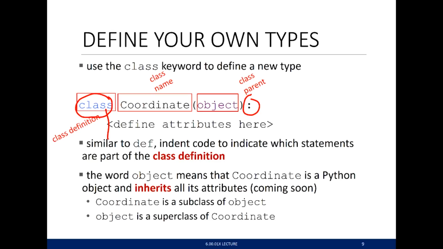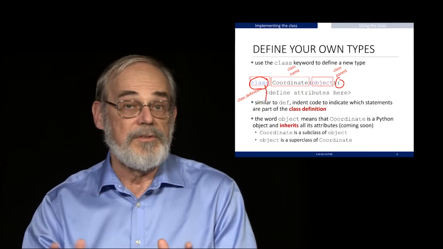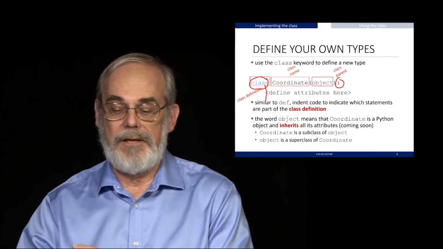Now, the word object means the coordinate is itself a kind of Python object. And that means it's going to inherit all of the attributes of the underlying Python object. We'll come back to that in a second, but that's going to be valuable. One last piece of nomenclature. We say that a coordinate is a subclass of an object, and an object is a superclass of a coordinate. We're going to have a subclass inherit from its parent or superclass object. So, simple start, define a class with a name and an object.